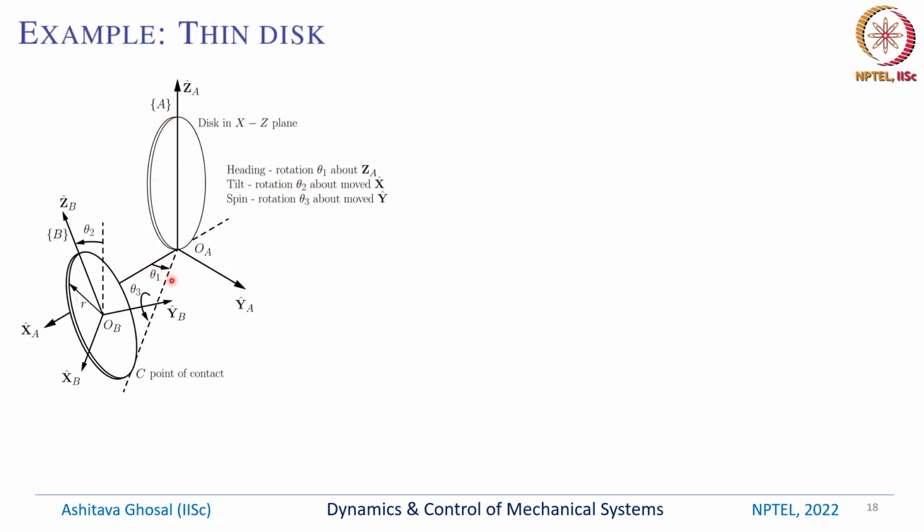So there is a heading angle which is theta 1, which is rotation about the z-axis. Then there is a tilt, rotation theta 2 about the moved x-axis, and then there is a spin, which is the rotation theta 3 about the moved y-axis. So the generalized coordinates for this problem are x, y, z, which is the center of this disk, and then theta 1, theta 2, theta 3. Theta 1 is the heading, theta 2 is this tilt, and theta 3 is the rotation of the spin of this disk.